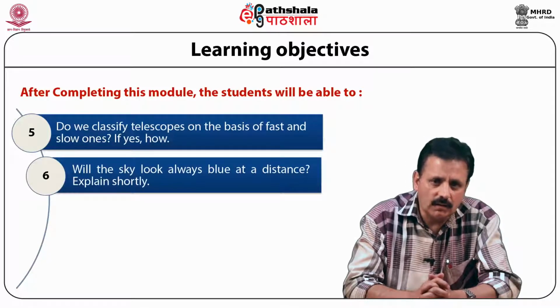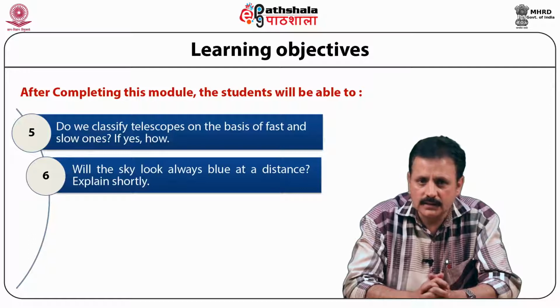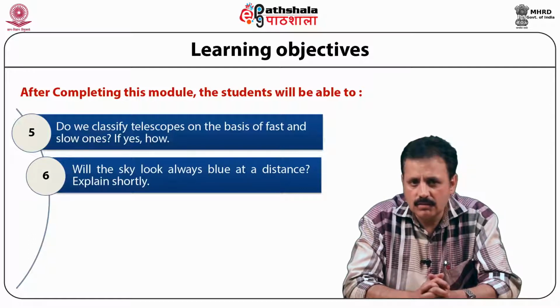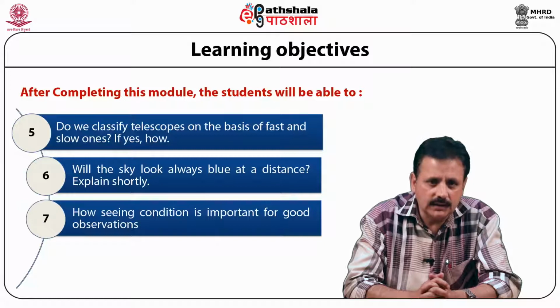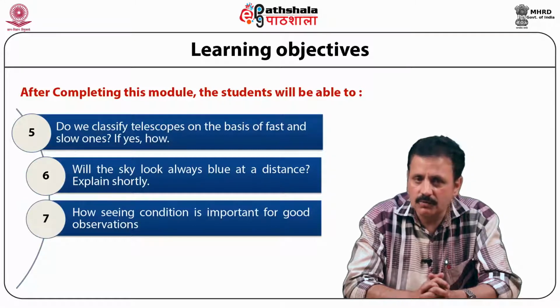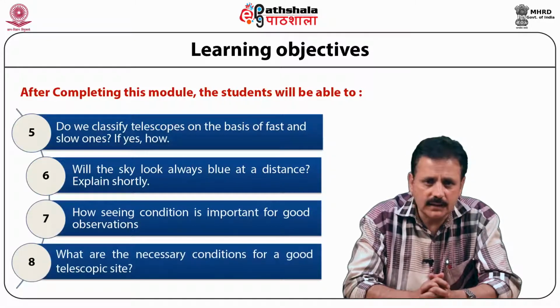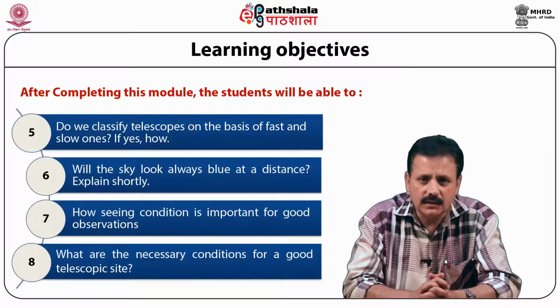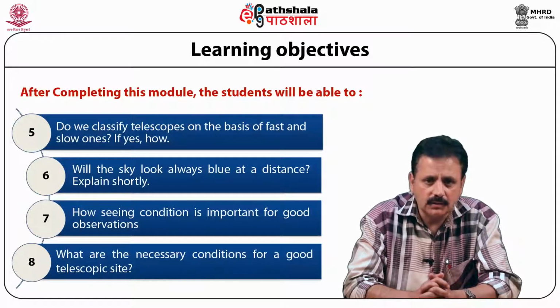Will the sky always look blue at a distance? How? How are seeing conditions important for good observations? What are the necessary conditions for a good telescope sight?